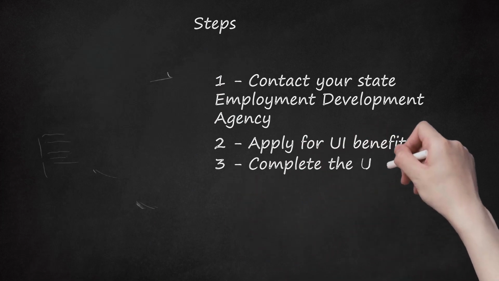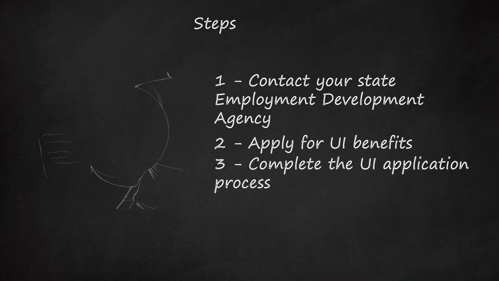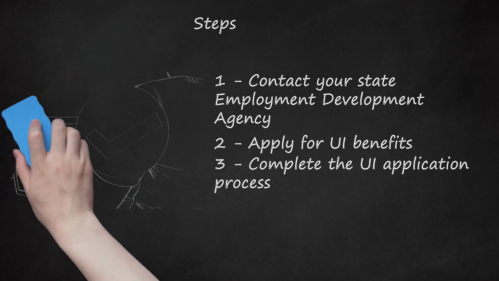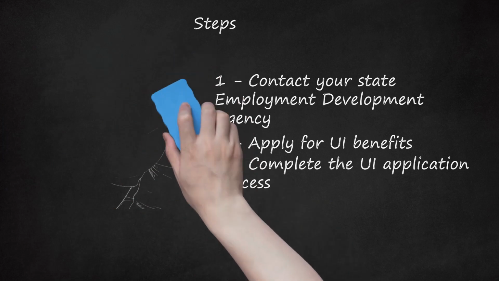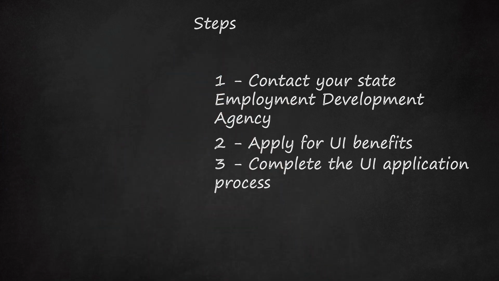Step 3. Complete the UI application process. You can expect a ruling on your application within 10 business days. If there are any questions about your application, you may be contacted by a representative from your state employment development agency to resolve any issues. Expect a simple phone interview before the ruling on your application is delivered. The phone interview consists of basic questions about your previous employment, along with follow-up questions about your application.